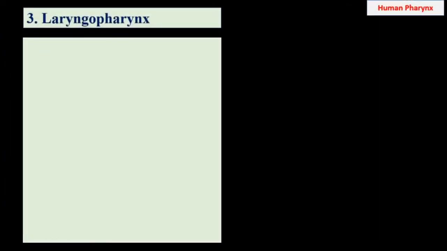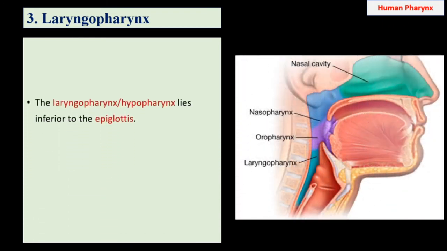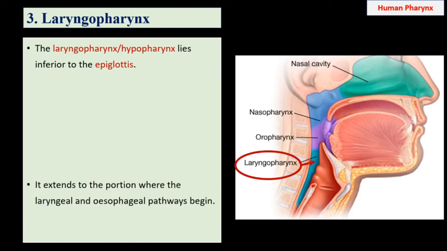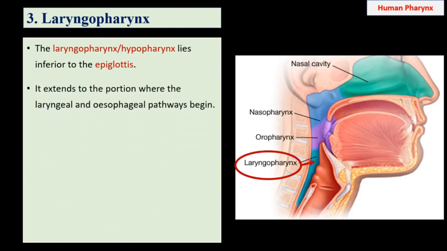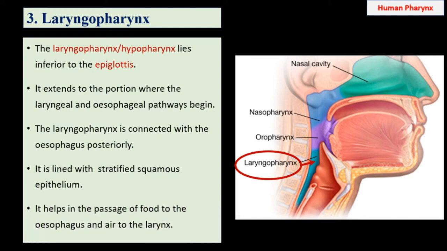The third part of the human pharynx is the laryngopharynx. Laryngopharynx is also known as hypopharynx and it lies inferior to the epiglottis. It extends to the portion where the laryngeal and esophageal pathways begin. The laryngopharynx is connected to the esophagus posteriorly. It is lined with stratified squamous epithelium. It helps in the passage of food to the esophagus and air to the larynx.